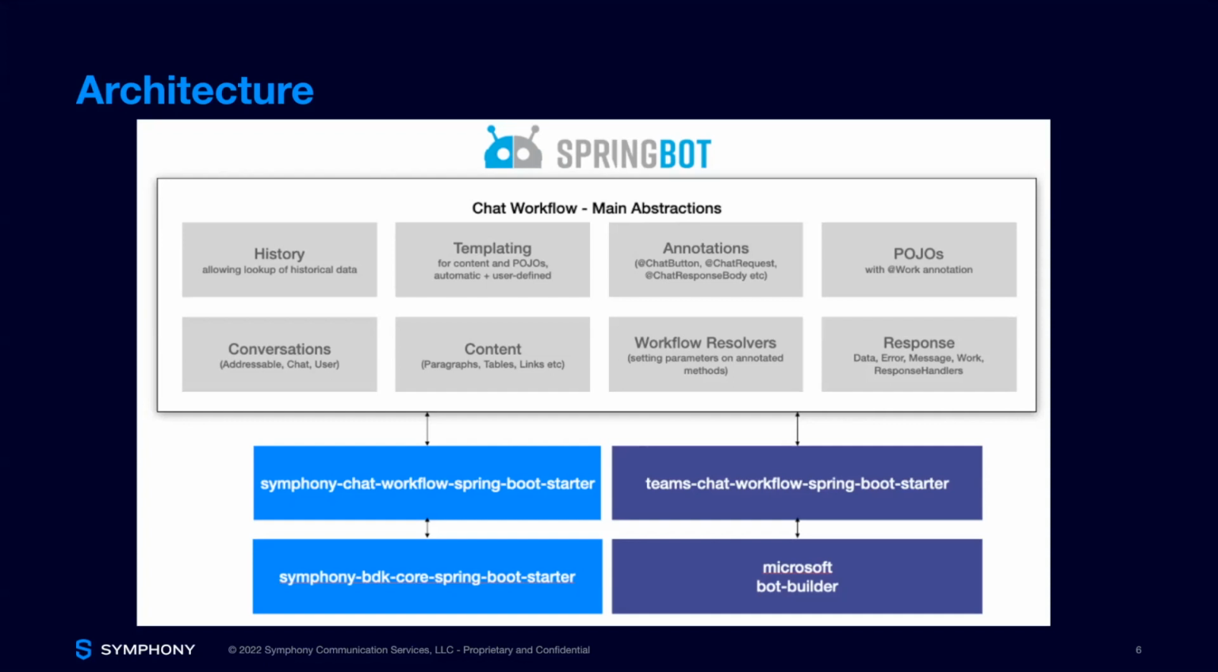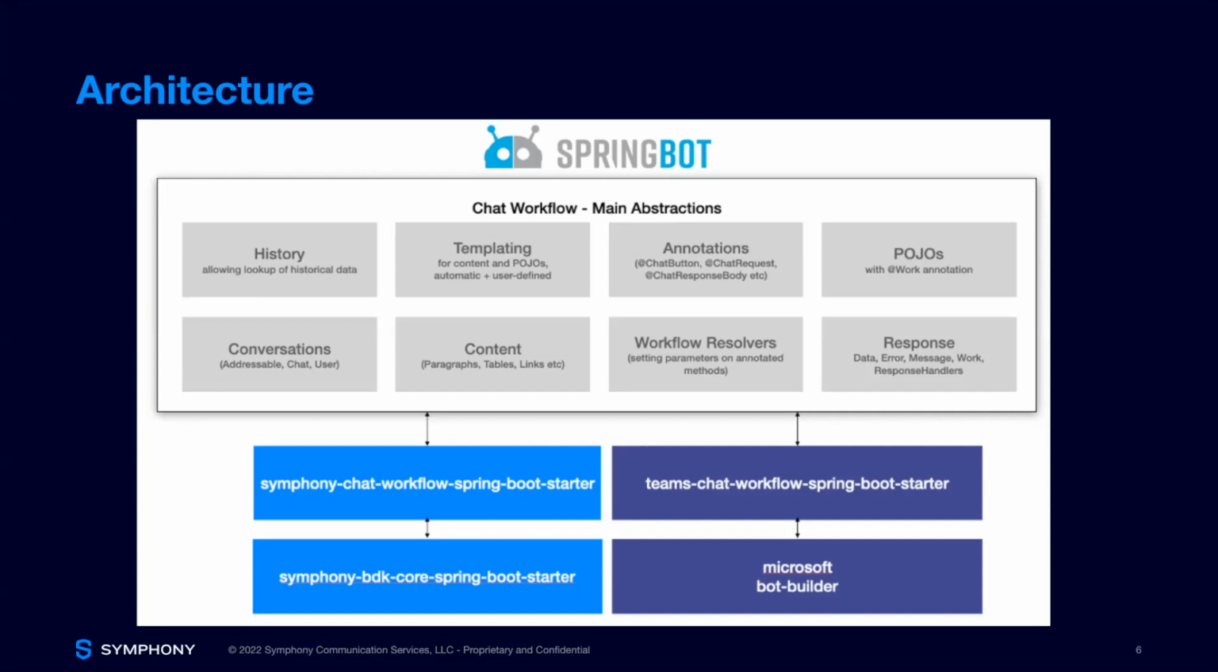So let's go through some of those abstractions. We're providing an API for querying the history of a room. You can ask for the history of a certain kind of message or what people have talked about in a room. When you ask for that history, it will translate that down onto the original chat platform, so that history API will work in either Teams or Symphony. We're doing the same thing with conversations. You can look up users, look up chats, create new rooms, and that will work the same in both Symphony and Teams.